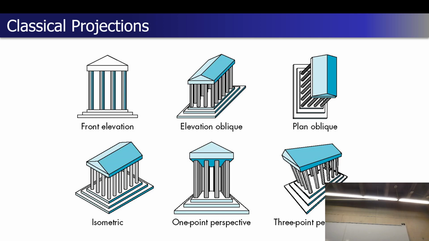So some of the names give this away. Isometric is a good example. Do we think that's a parallel projection or a perspective projection?